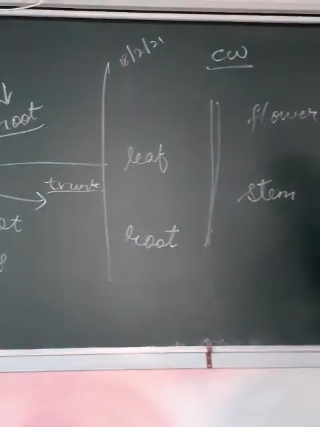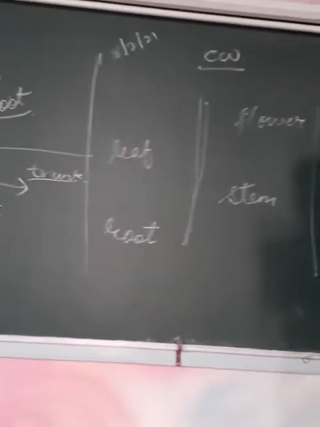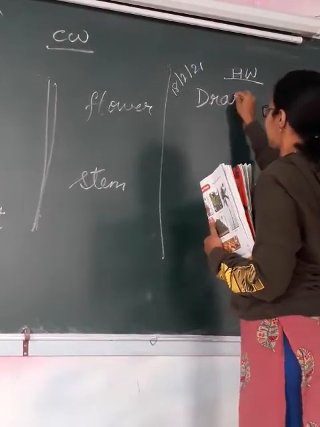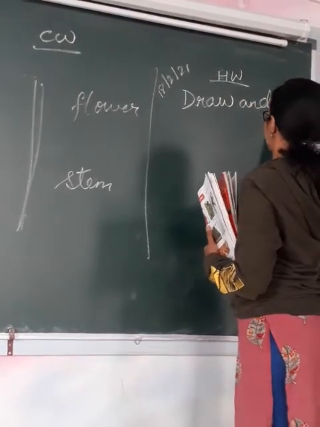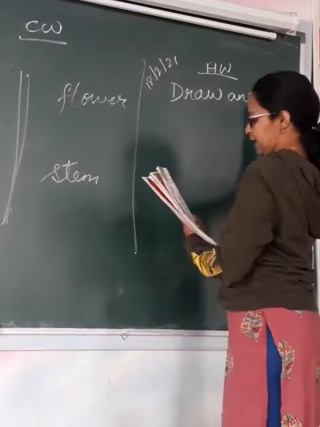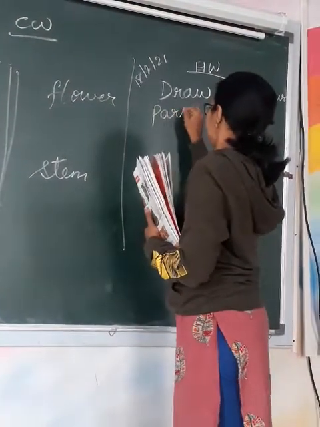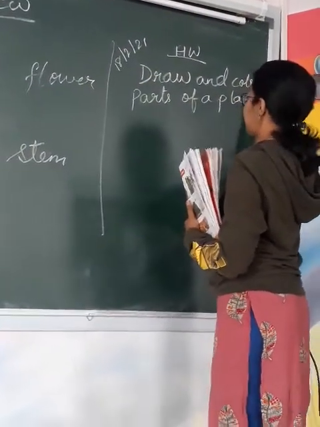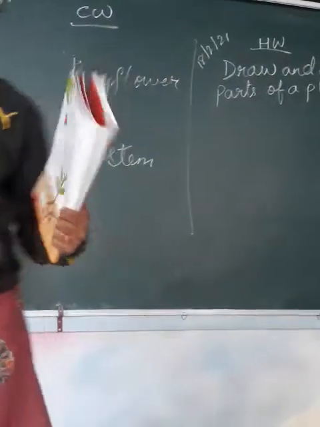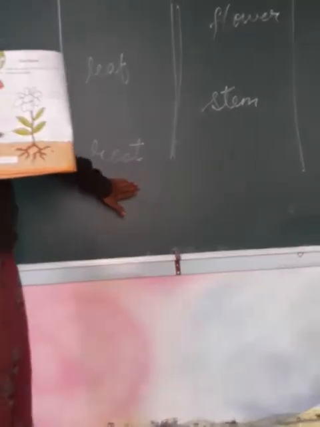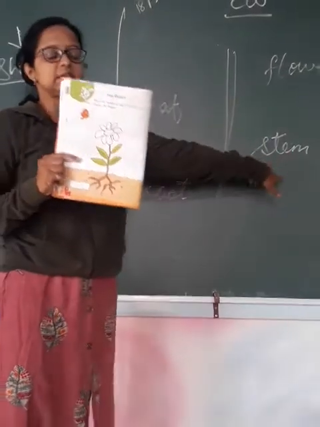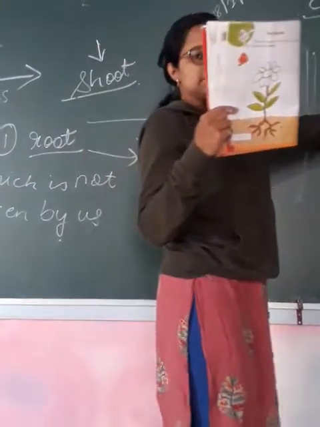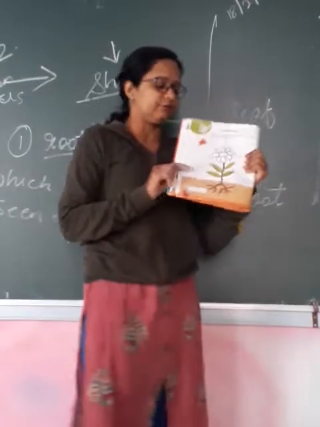And LKG and UKG children, in your English notebook, your homework will be to draw and color the parts of a plant. Write the parts of the plant. Draw and color the life of a plant, parts of a plant. How it is in your GK textbook, draw like that and color and name the parts of the plant. Okay, this is your homework. So UKG children, repeat after me. ROOT, root. Then you have STEM, stem. Then you have LEAF, leaf. Then after the leaf comes FLOWER, flower.